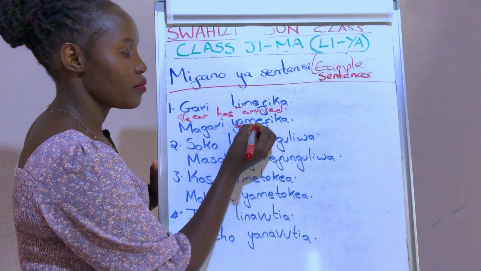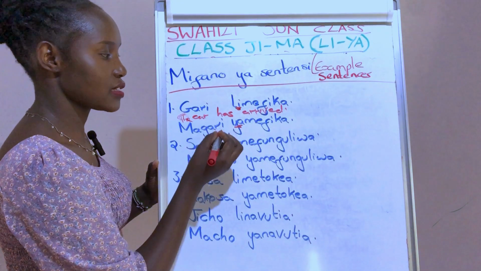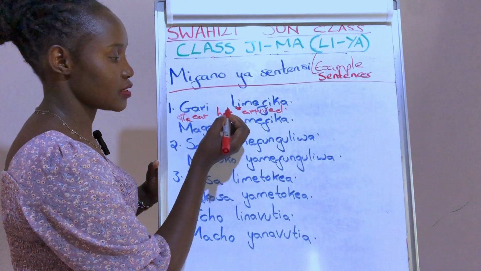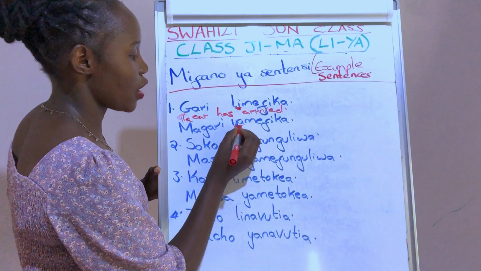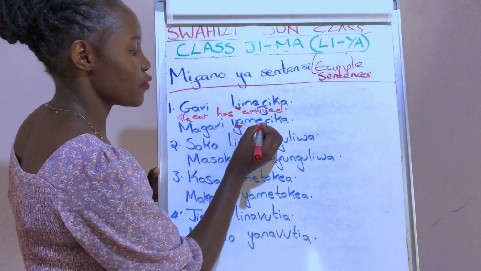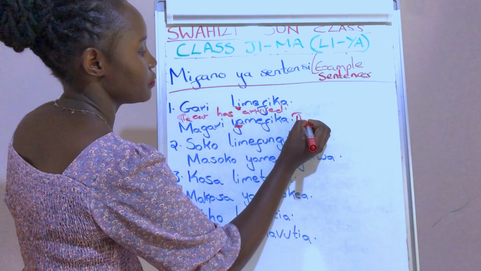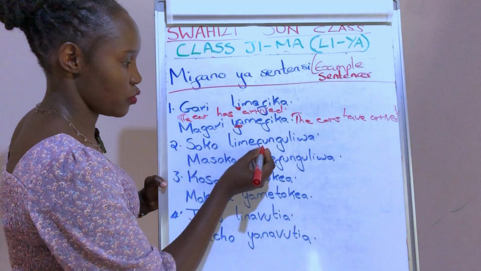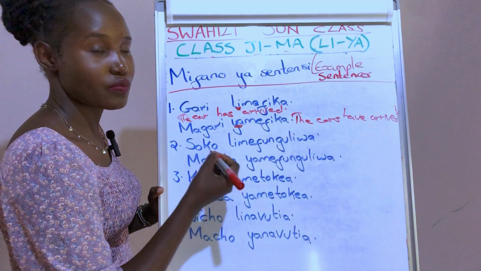So you find out that li is in the first line of the verb in the singular form, and then ya takes the first word in our verb in plural form. So yamefika, magari yamefika, to mean the cars have arrived. Then we have soko limefunguliwa. The market has been opened.